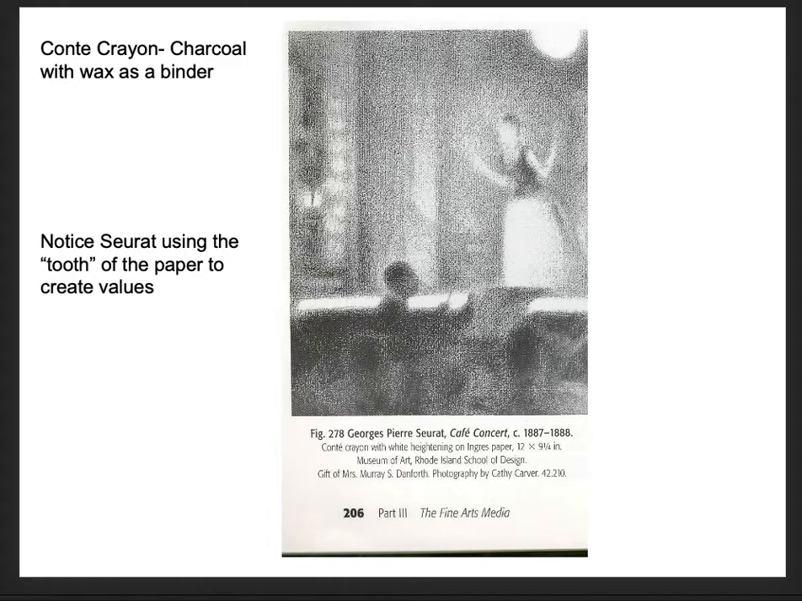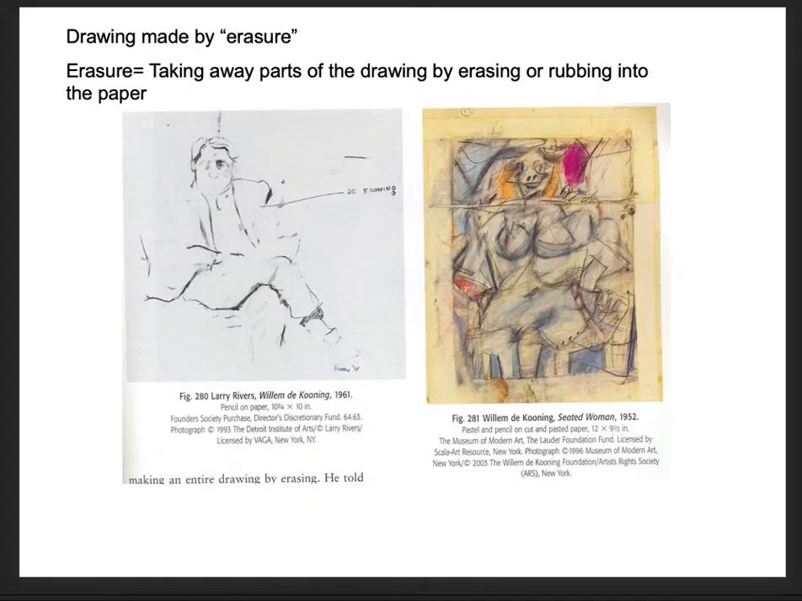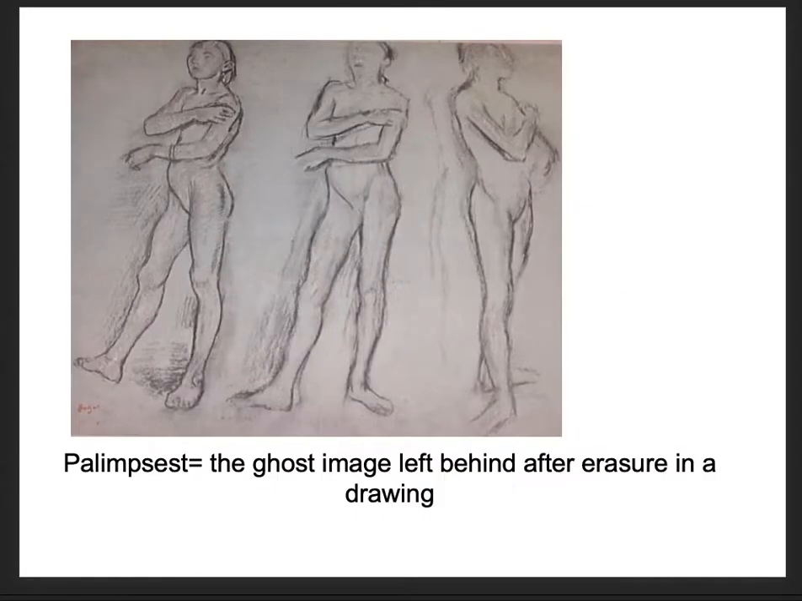And so what you're seeing is a Seurat drawing, and he's most well known for pointillism. He's using this sort of pointillist technique using the surface of the paper. A modern contemporary master via Selman's drawing of water, drawing using erasure. Pastel is simply pigment with a hide glue, so like rabbit skin glue usually, pressed into forms.